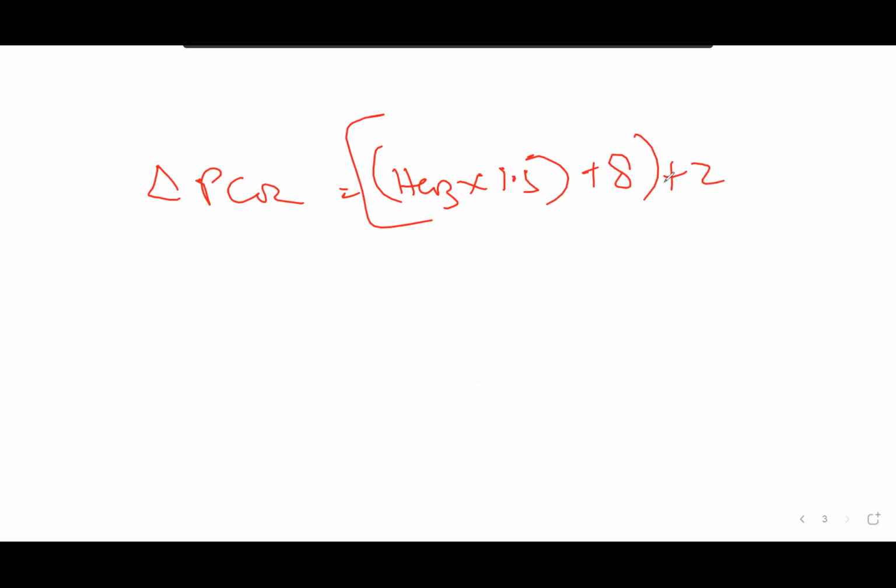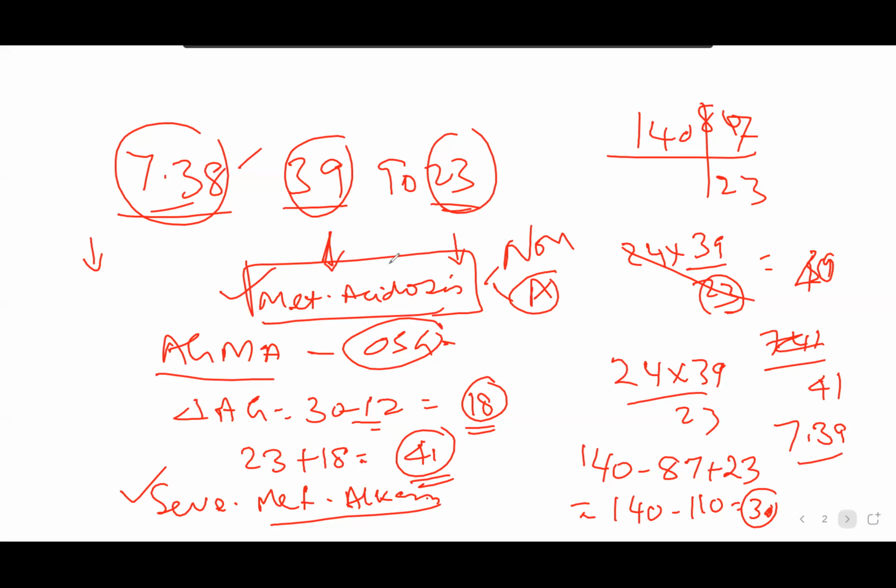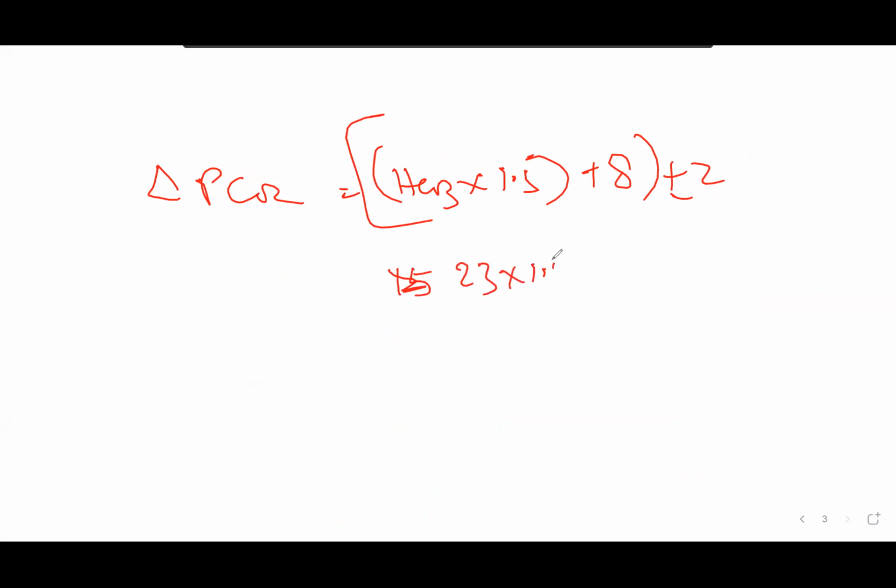The expected PCO2 is equal to bicarbonate multiplied by 1.5 plus 8, plus or minus 2. Bicarbonate, given, is 23, sorry, previously it was 15. 23 multiplied by 1.5 is 34.5. So 34.5 plus 8 is equal to 42.5.